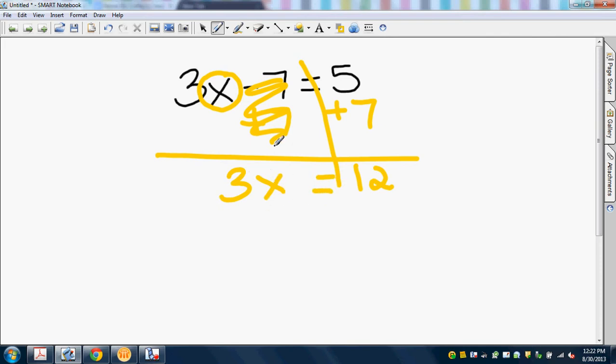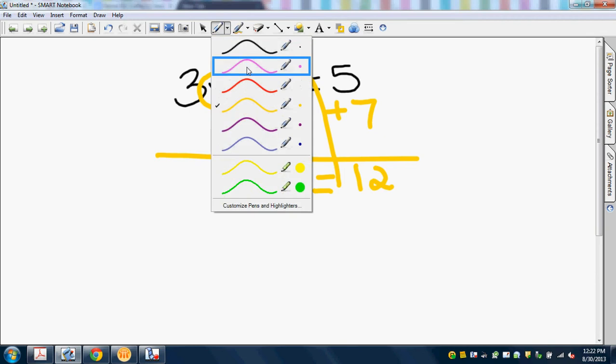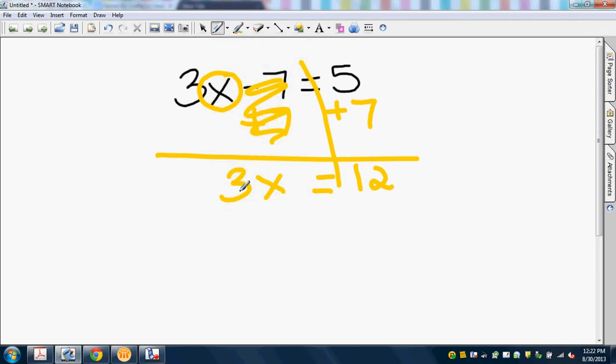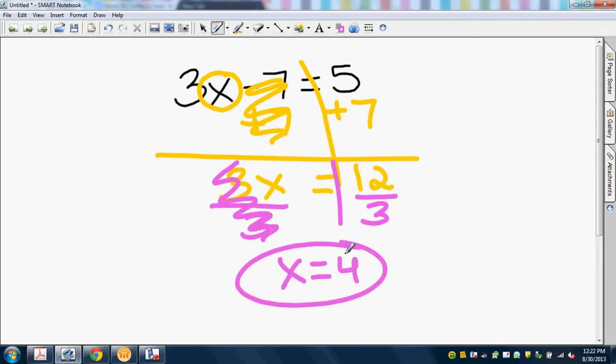Now I want to solve for x. So to solve for x, I'm going to divide by 3. Because x is being multiplied, I'm going to do the opposite operation, which is divide. So I'm going to divide the left by 3, and I'm going to divide the right by 3. My 3's cancel out, leaving me with x is equal to 4.